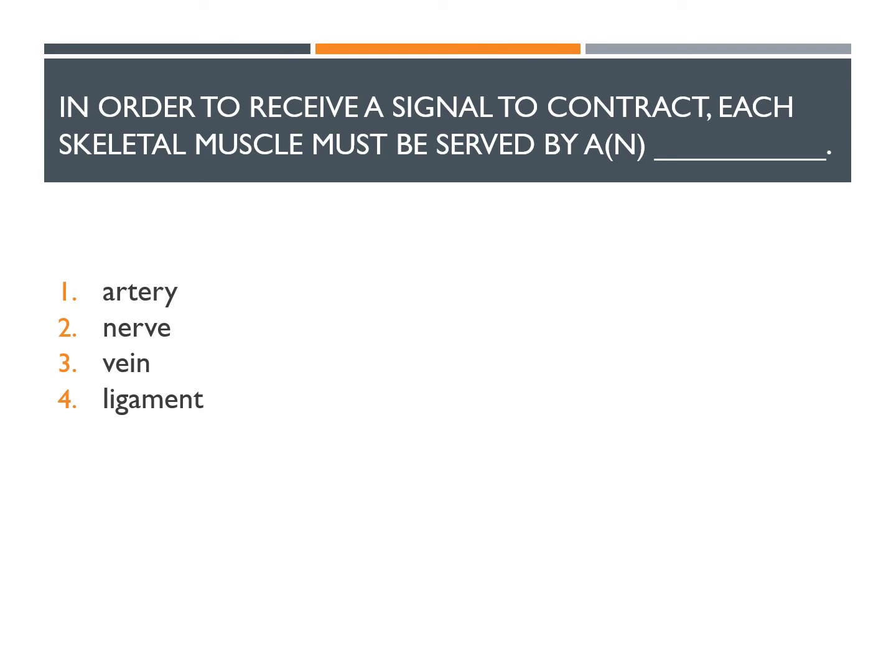In order to receive a signal to contract, each skeletal muscle must be served by a, or an, is that artery, nerve, vein, or ligament? Nerve, that's right. Nerves send electrical impulses to contract. These impulses come initially from the central nervous system. That's your brain or your spinal cord.